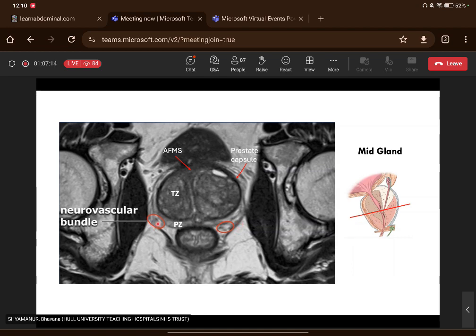Little low intensity structures at the posterolateral aspect of the gland represent the neurovascular bundles, so all important structures when you're looking at cancer and where it's involving, and structures that it's involving. And don't forget the well-defined capsule around the prostate, which is also another thing that can be labeled.